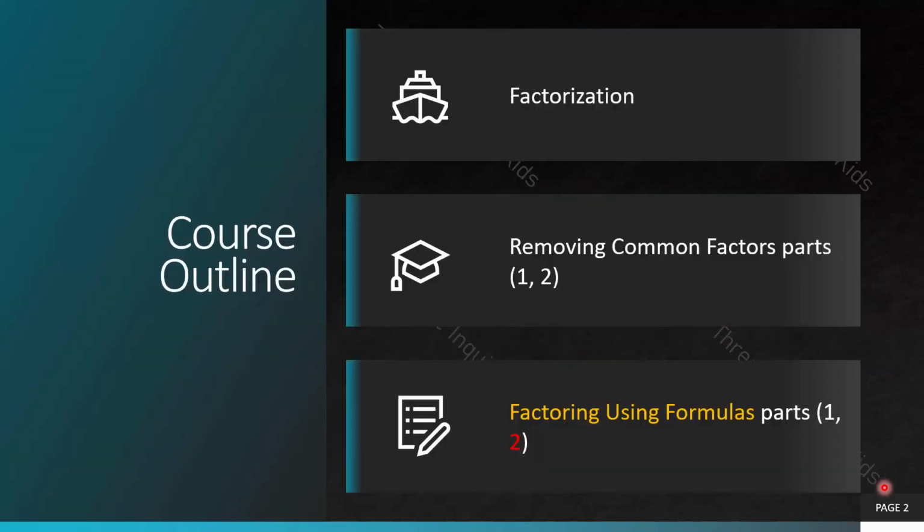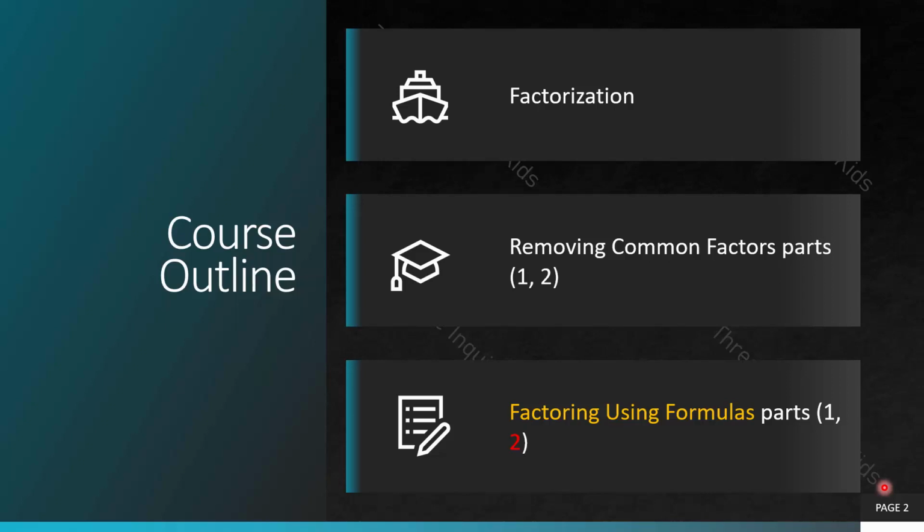This is the last lesson of Chapter 11, where we have learned all about the definition of factorization, as well as the different ways to conduct factorization. So far we have learned removing common factors and using the square difference formula. In this video, we'll be looking at another very important formula, which is called the perfect square formula.